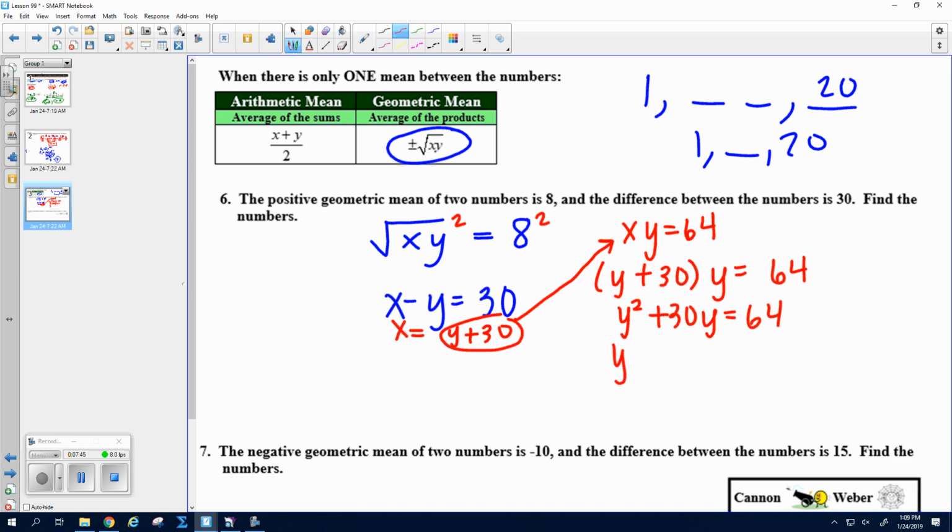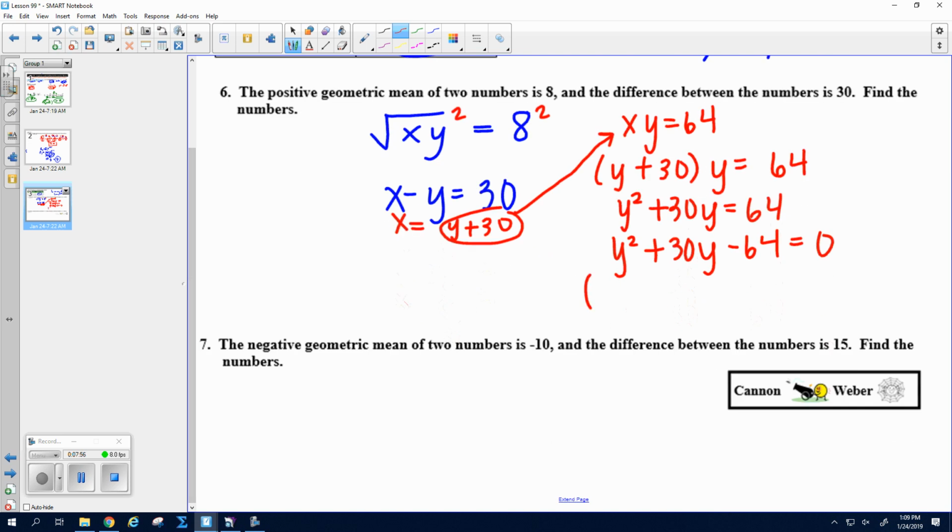See if it factors. So the first thing you got to do is set it equal to 0. So I'm going to subtract 64. So we're looking for two things that multiply to 64 and add to 30. Yeah, I like that. 32 and 2. So I've got to do a positive 32 and a negative 2 in order to add to positive 30, which means my solutions are negative 32 and positive 2. That means that y is either one of those answers. That means there are two x answers.